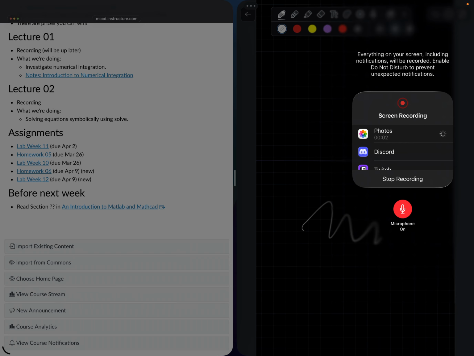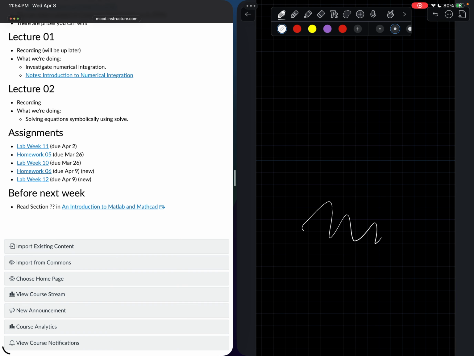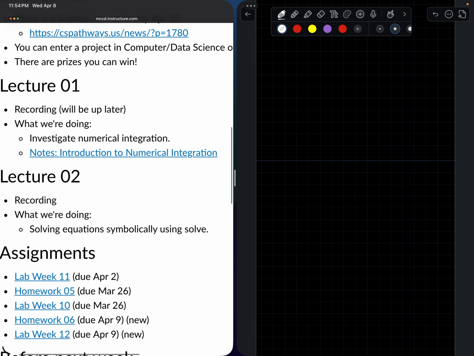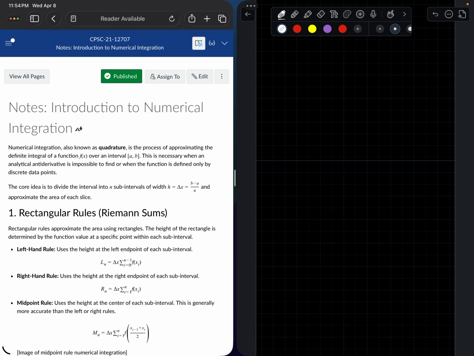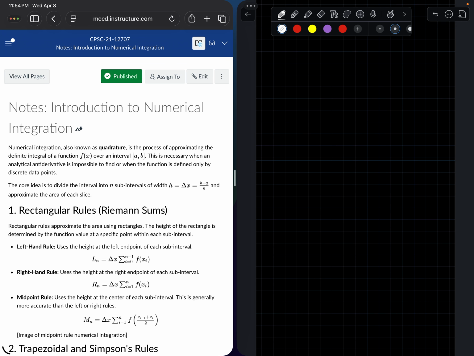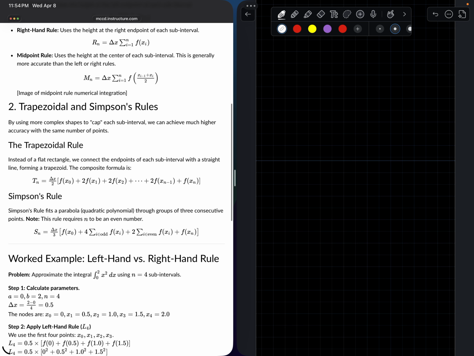Okay, so we are currently going to start a short video where we cover a topic in lecture 1 from week 12, which was Introduction to Numerical Integration. If I open up the slides, I say slides, but I mean notes, and we scroll down, we get to Simpson's rule and also the trapezoidal rule.